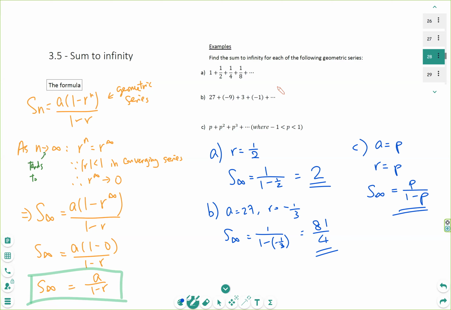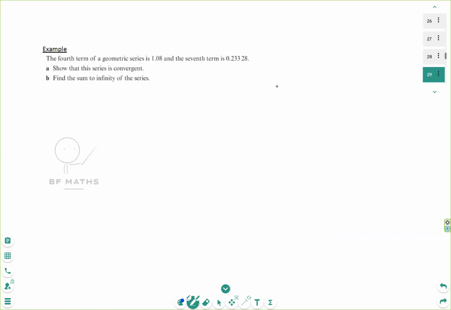Right, so more examples. The fourth term of a geometric series is 1.08 and the seventh term is 0.23328. Now, we've done so many similar questions before where they give you a certain term and then another term which is a few positions after. For this type of question, the best thing to do is actually count the terms. So the fourth term, 1, 2, 3, 4, is 1.08, then 5, 6, fifth, sixth, seventh, is 0.23328. We know it's a geometric series.